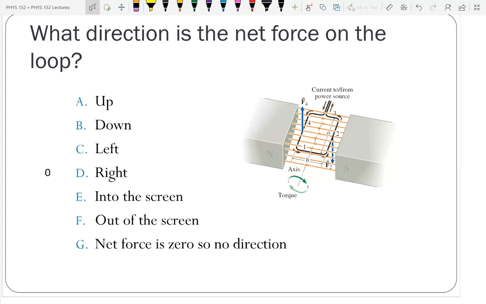What direction is the net force on this loop? Now, this loop actually is showing the direction of the forces. You have a wire with current going this way, this way. Okay, change color to red. Current goes as shown. What direction is the net force in this loop?